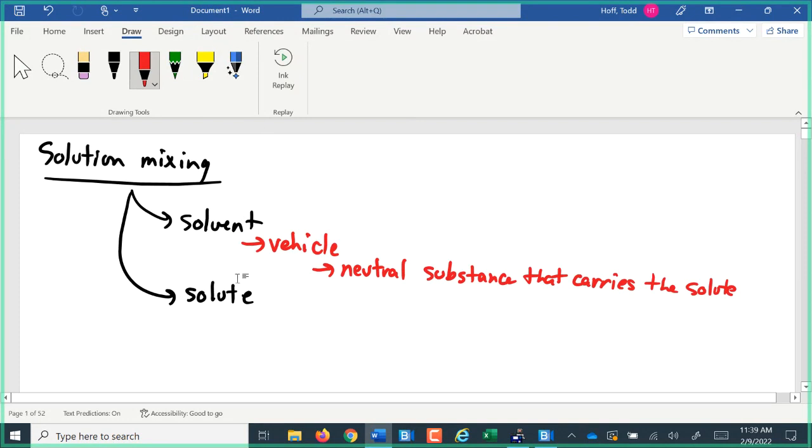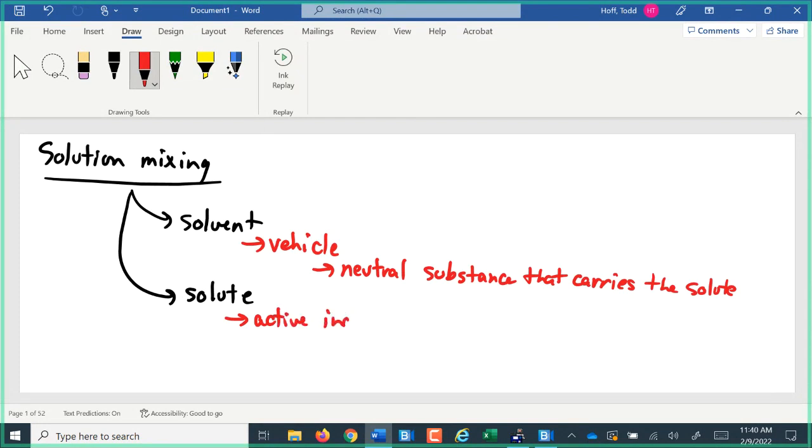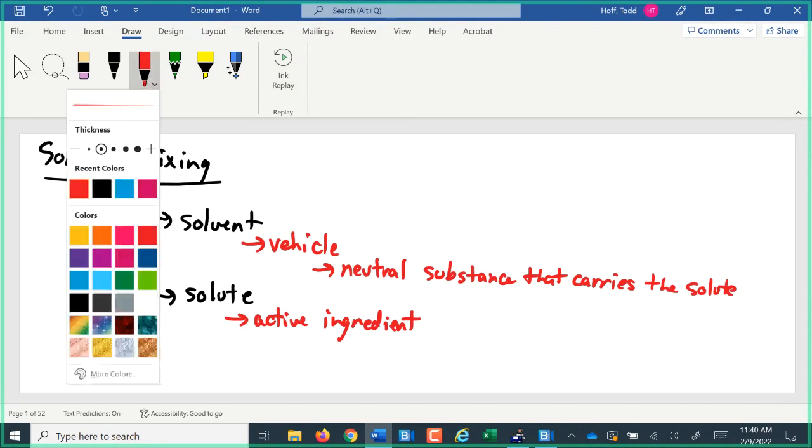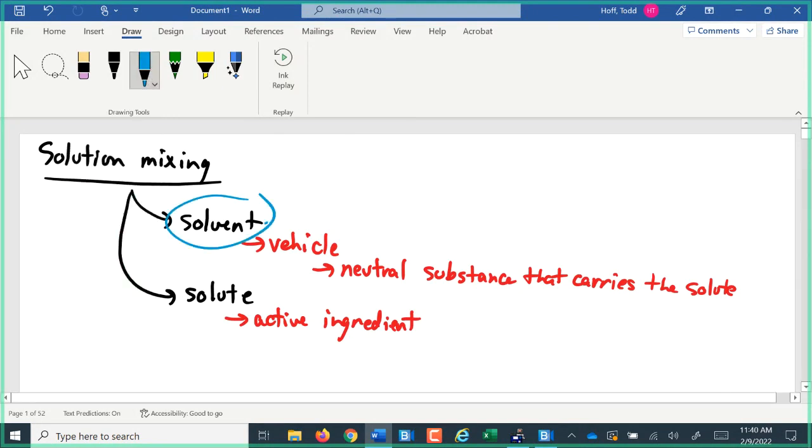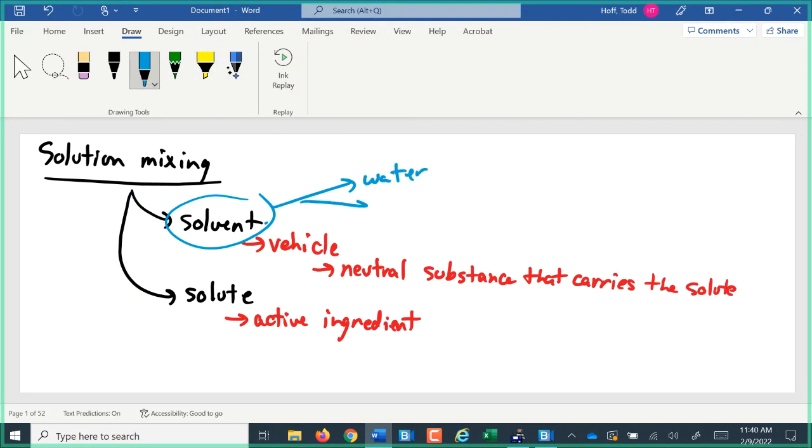If we were looking at a common solution, it would be salt water. Water would be the solvent. It is carrying the salt. The salt would be the solute. The solute is generally what we call the active ingredient. In medical terms, it would be the medication. Most of the time, by the way, our solvent in medical applications is either going to be water or saline.